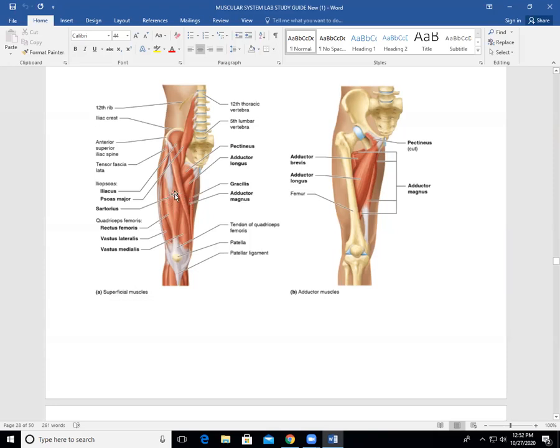Large muscle in the anterior portion of your thigh, that is your rectus femoris. On the medial side of the rectus femoris is the vastus medialis. On the lateral side of the rectus femoris is the vastus lateralis. Collectively, these three muscles make up what we call the quadriceps group, or quadriceps femoris.